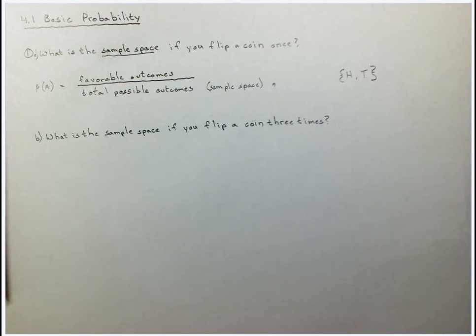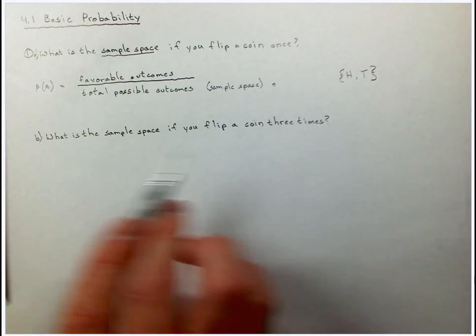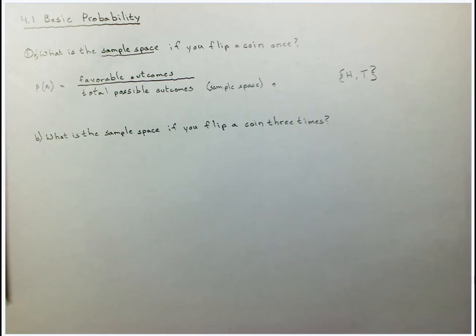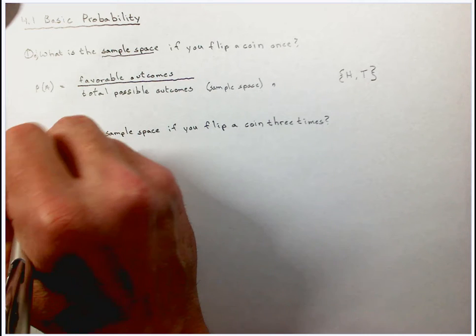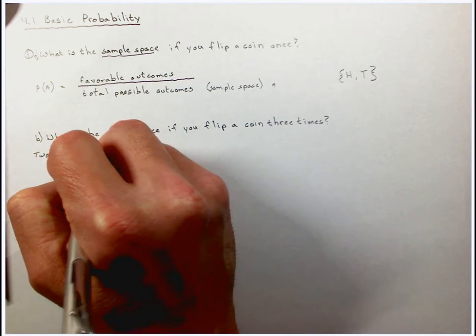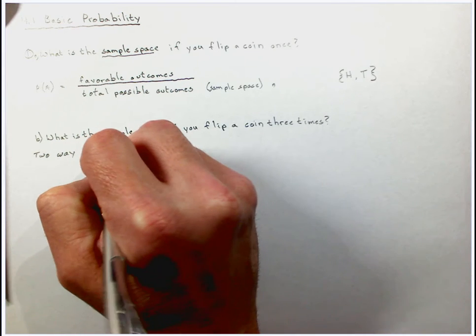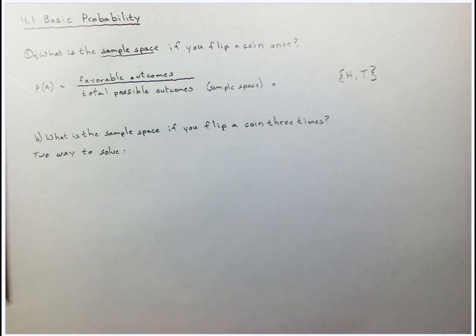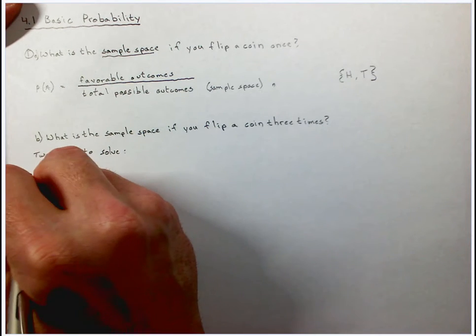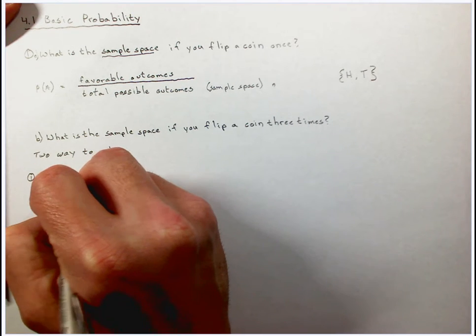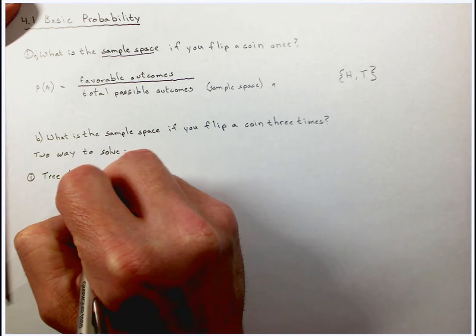Now the next one, B, is a little bit more complicated. What is the sample space if you flip a coin three times? This is more complicated and there are two different ways to work it, and both of them involve visualizing. It's actually doing something. The first way, I believe they call it making a tree diagram. And that's what we'll do.